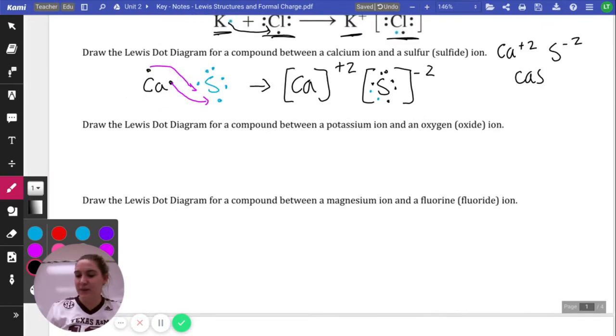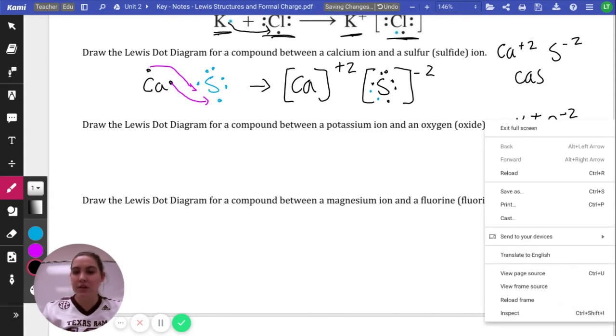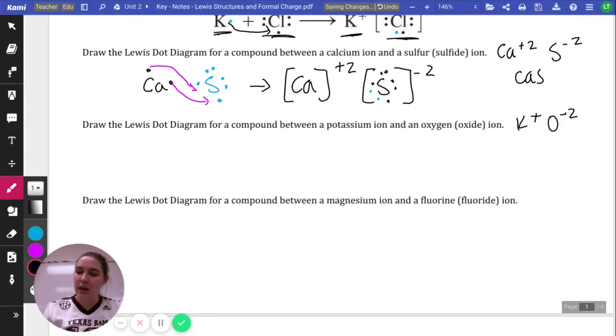Okay, let's do our next one. So this next one is between potassium ion and an oxygen ion, or oxide ion. So potassium is K, and it has a +1 charge. Oxygen is O, and it has a negative 2 charge. Swap, drop, reduce to get our formula, and we get K2O. Okay, so now let's draw our Lewis structure. So we should have 2 potassiums and 1 oxygen from our formula.